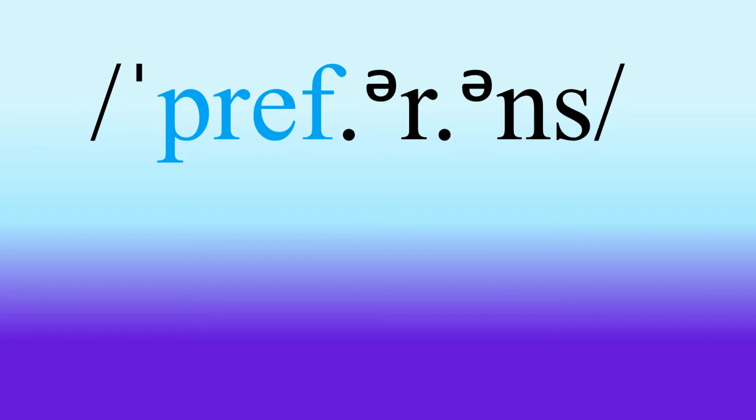Starting with pref, you've got that cluster at the beginning, pr, then a nice short e vowel, and the f, where you need to make the top teeth touch the bottom lip and push out some air. F. So that's pref, pref.